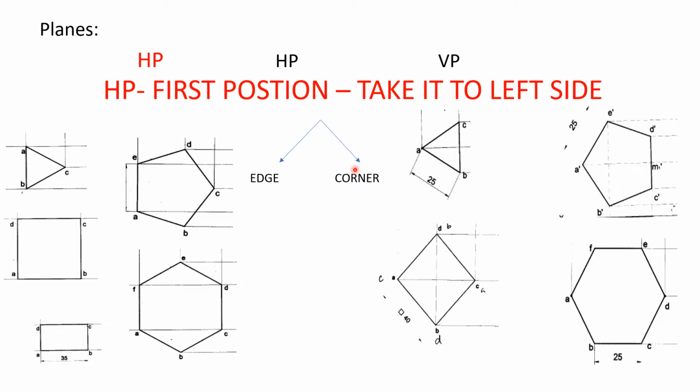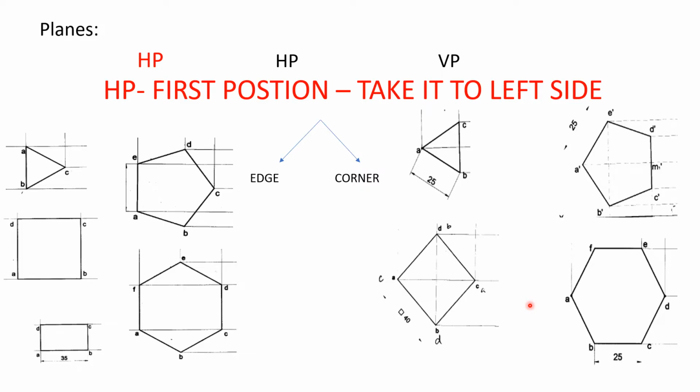There is no rule that we need to take it to the left side only, just to make sure that to proceed to further positions, it will be easy for us to locate the resting edge or corner on the left side. So that's what we say, HP first position, take it to the left side. There will be only two options again. There are no other positions with respect to any combination of the planes. Either it should be like this or like this.